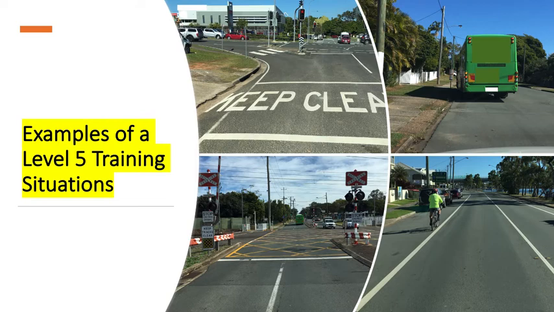To the right, we have a bus at a bus stop pulled over. Bottom right corner, a cyclist riding along the road. And then bottom left, we have a level crossing.